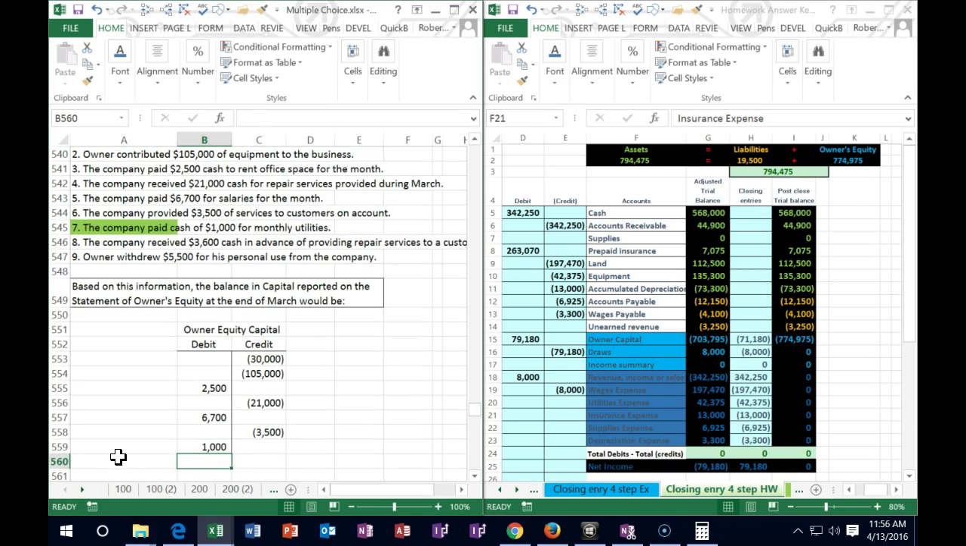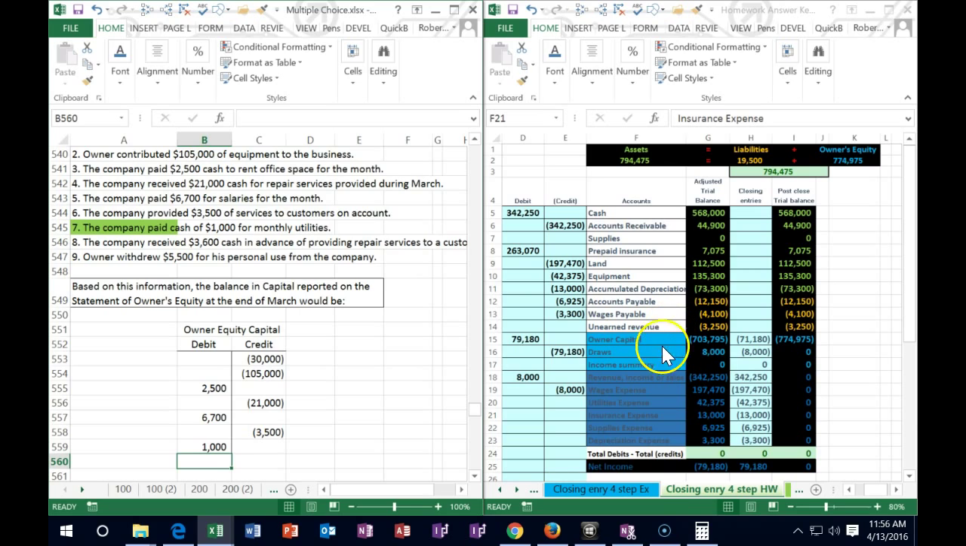$1,000. And then we have the company received $3,600 cash in advance of providing repairs to a customer. So is cash affected? Yeah, we received cash. Cash is going up. What's the credit going to be? You might think revenue. However, it says we didn't do the work yet, and we cannot claim revenue under the revenue recognition principle until we do the work. Therefore, we're going to have to put it into the unearned revenue.